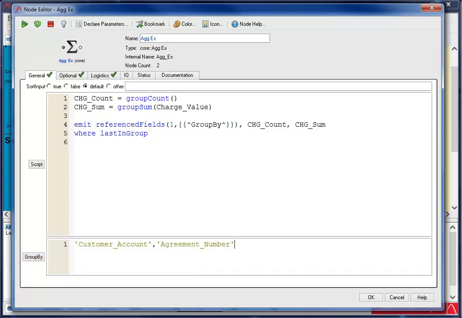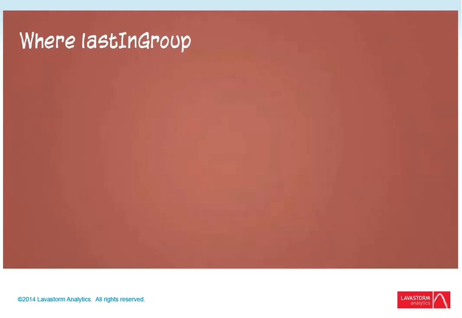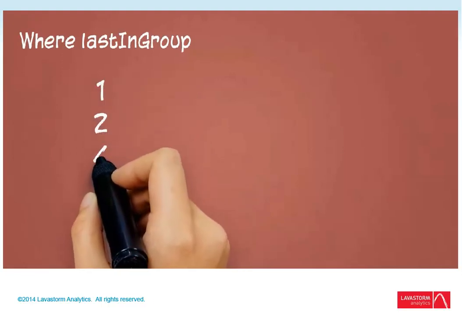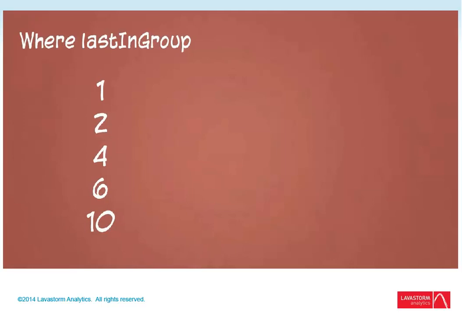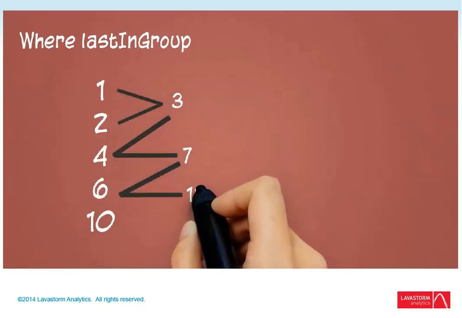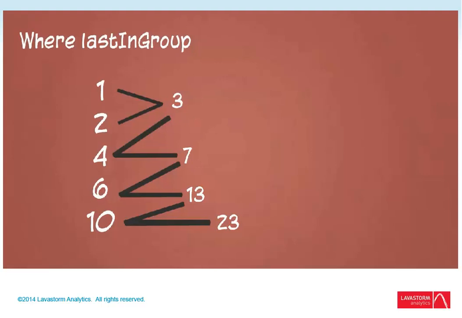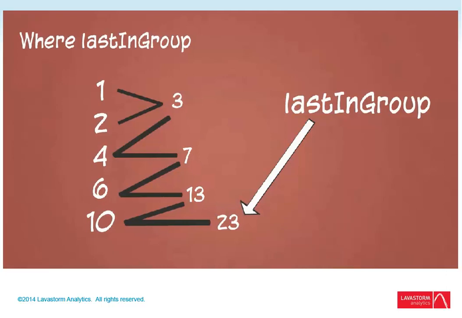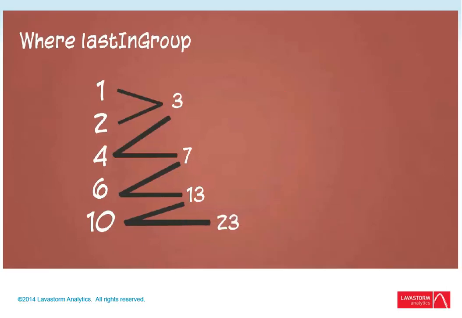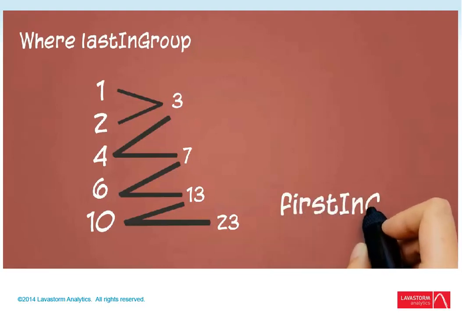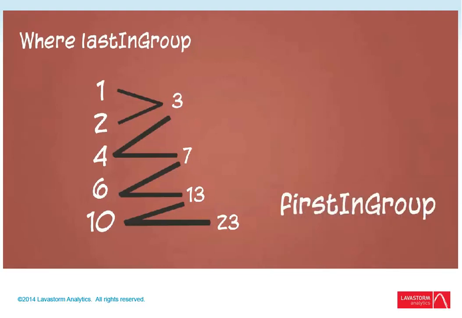Before I run this node, notice the script where last in group. What this means is that the node will output the last execution iteration for the group. For example, let's say you are doing a group sum of 1, 2, 4, 6, and 10. As the script sums the numbers, it reaches a total of 23. By using the last in group function, it tells the node to output the last iteration, which in this case is the number 23. The opposite would be true for the function first in group. When using that function, the node outputs the first iteration, which in this example would be the first number in the sum.